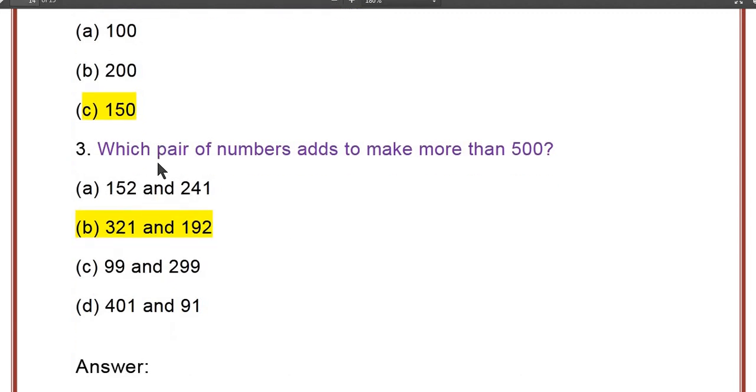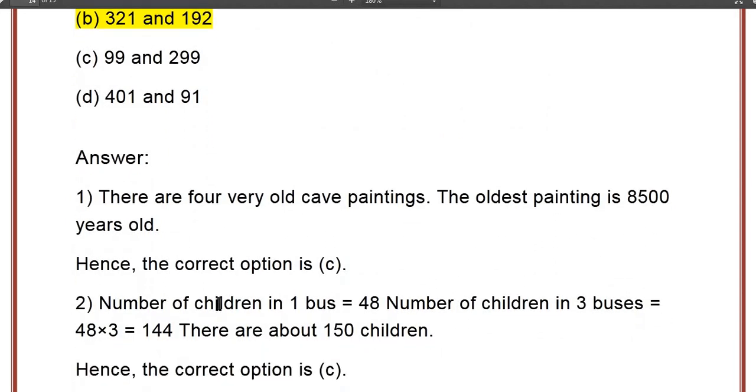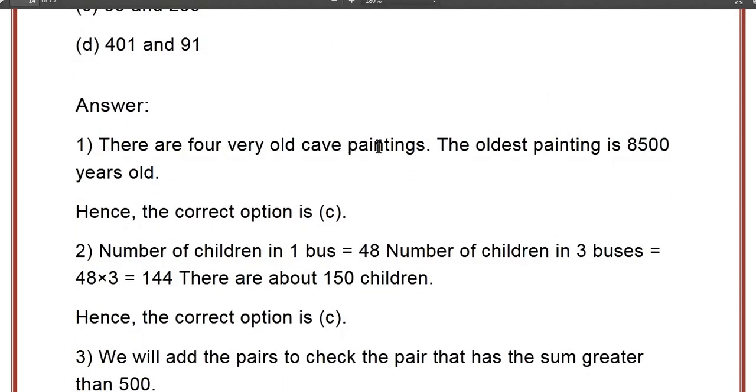So 150 is the answer. Which pair of numbers added make more than 500? 152 and 241, 321 and 192, 99 and 299, 401 and 91. Answer of the first one. There are 4 very old cave paintings. The oldest painting is 8500 years old. Hence the correct option is C.